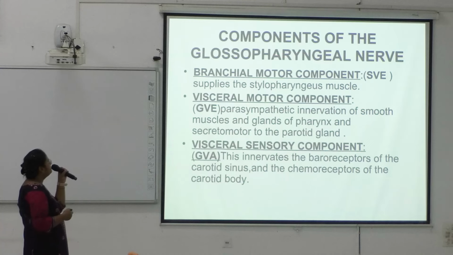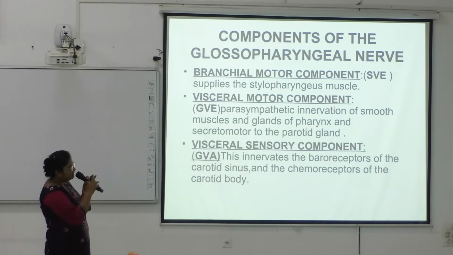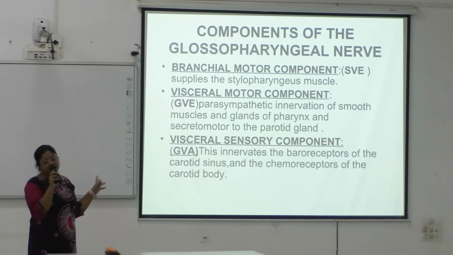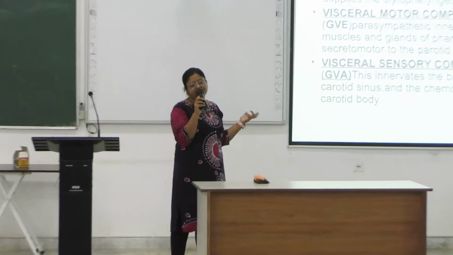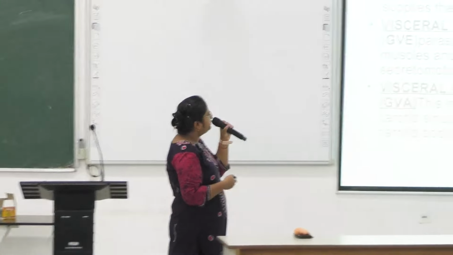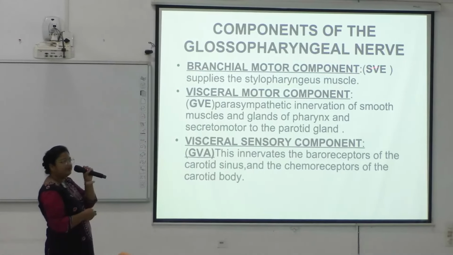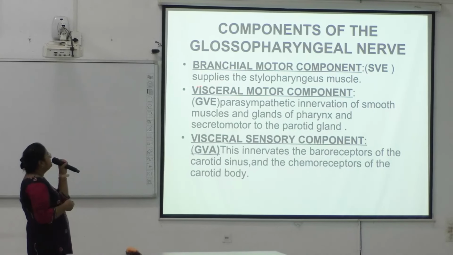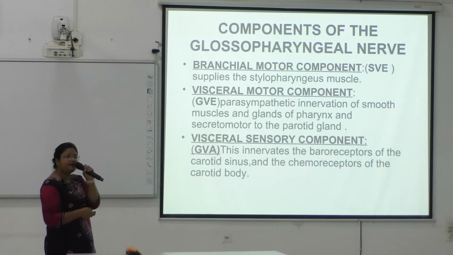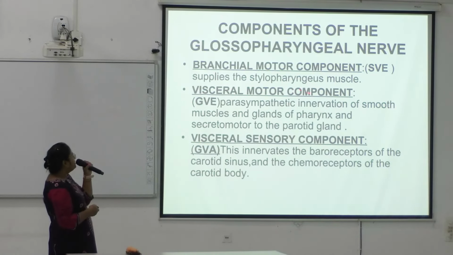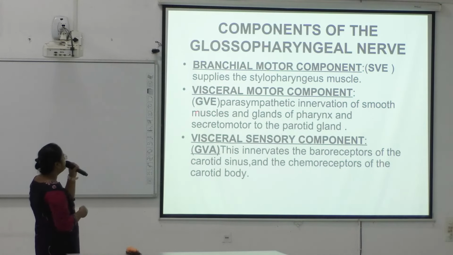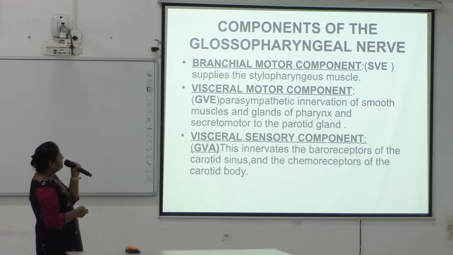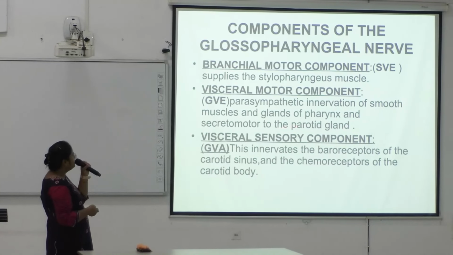Now what are the components of these nerves? This will be important for a short note, or a part of a long question if it comes. So what are the components? Special visceral efferent, SVE, supplies the stylopharyngeus muscle. Now the visceral motor component, or general visceral efferent, gives parasympathetic innervation of the smooth muscle, and goes to the parotid gland.